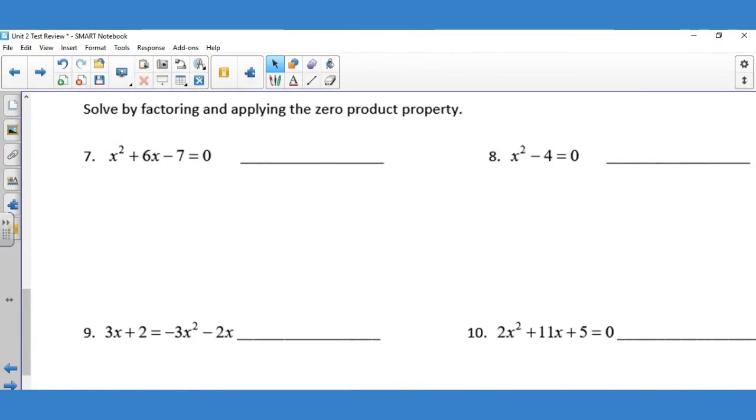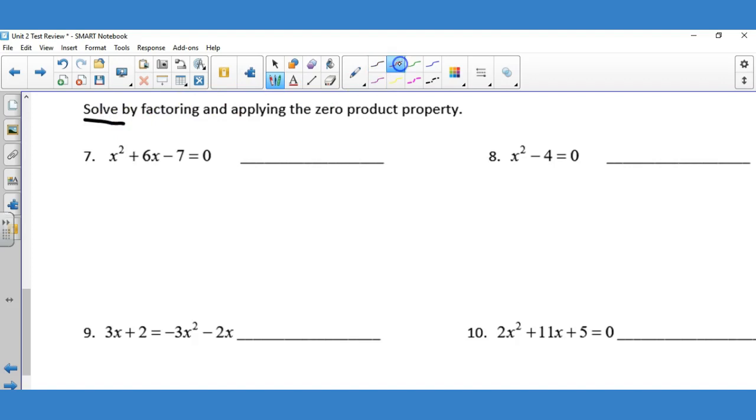The first thing I want to point out is the directions, guys. Please notice that this says solve, which means you're going to find exactly what x is. Solve by factoring and applying the product property. The product property just means when you have the two factors, you can set them equal to 0 and solve it.